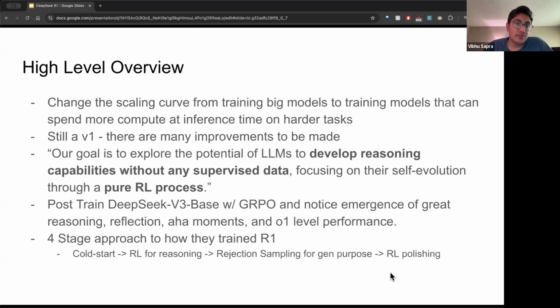But yeah, so high level, the reason why everyone cares about all these reasoning models is because they're changing the scaling curve. Instead of just training bigger and bigger models, where we throw more compute at the problem and the inference becomes a little bit better, let's start trading that upfront cost for inference time compute. And that's kind of what they did.